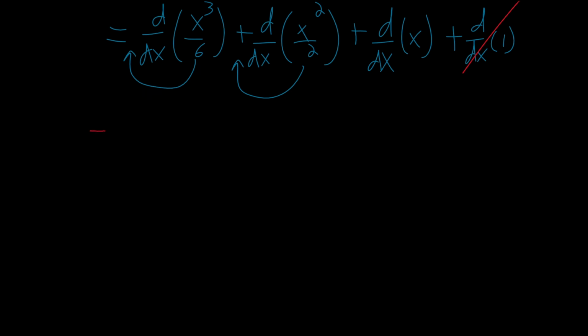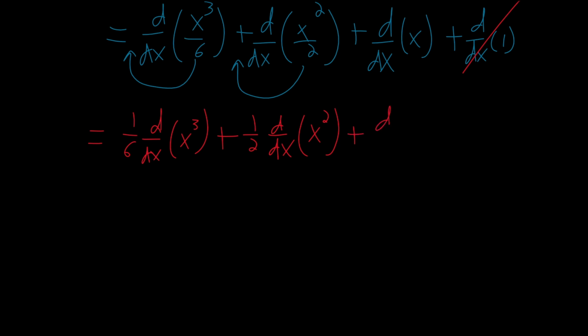In doing so, we find that this is equal to 1/6 times the derivative of x to the third plus 1/2 times the derivative of x squared plus the derivative of x. There's an implied 1 there, but we don't really care about that. So now all we have to do is just apply the power rule in each of these cases. In this case right here, we see that n is equal to 3. In this case, we see that n is equal to 2. In this case, we see that n is equal to 1.